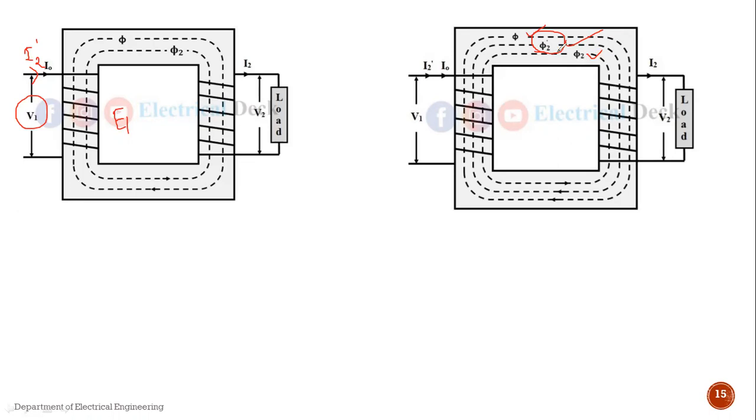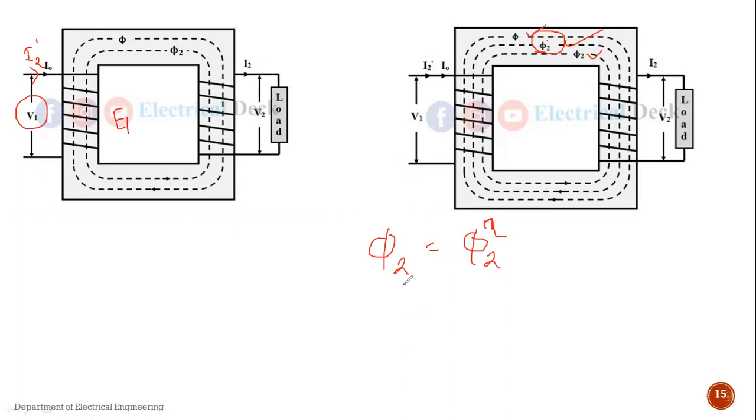So phi 2 and phi 2 dash neutralize each other. That means phi 2 and phi 2 dash are equal in value but opposite in direction. ते काय असतील opposite direction नसतील. According to this, we calculated the value of I2 dash. याच्यावरून आपण I2 dash ची value calculate केली.